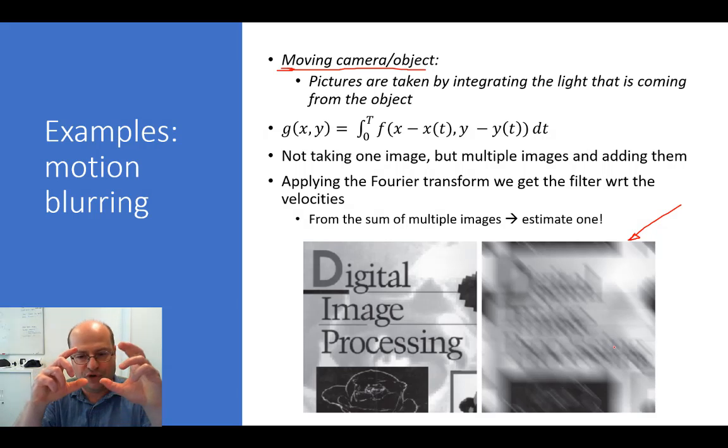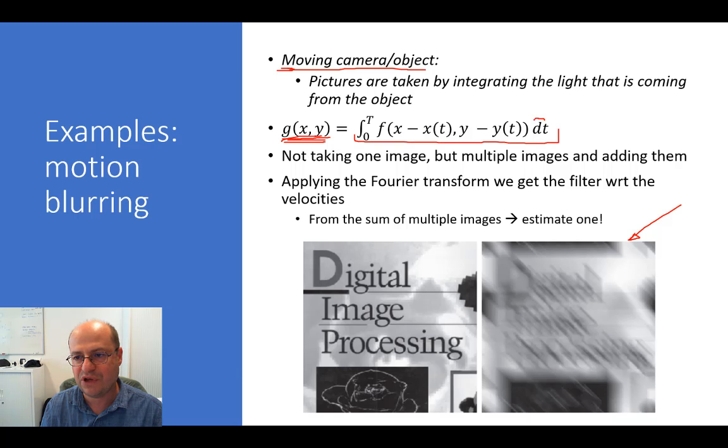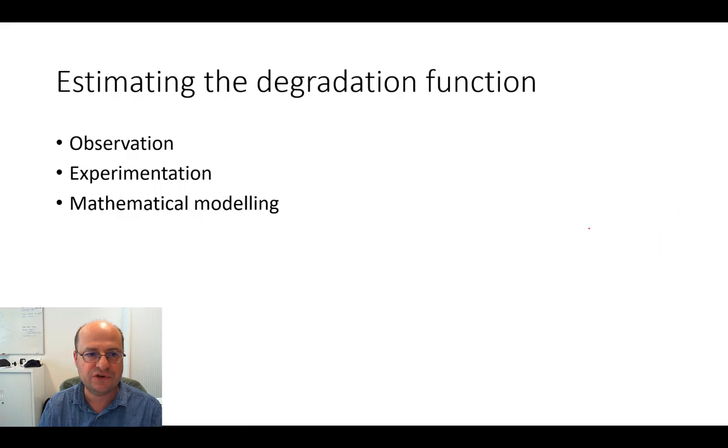When you move your camera, instead of picking up one single image, we pick up a sum of images. So your resulting photograph is actually an integral of various photographs during the space of time that you took for the shutter to close. Right? So by applying the Fourier transform, we get a filter with respect to the velocities involved in this linear motion. And then from the sum of multiple images, we can estimate one by applying an inverse filtering.